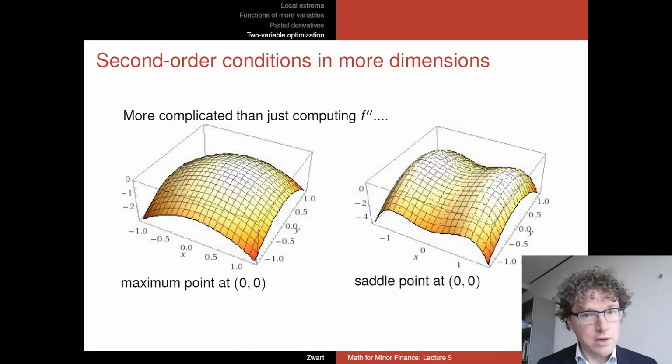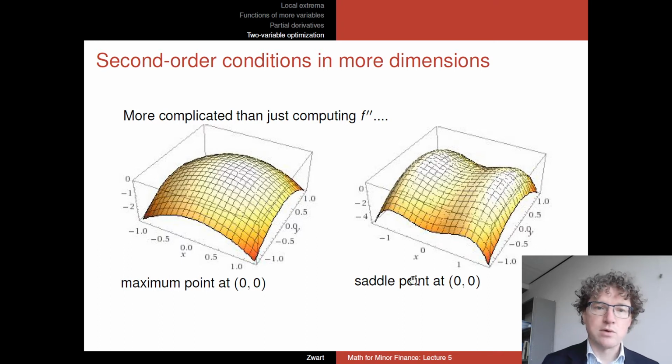For more dimensions, this is more complicated because there's multiple second derivatives, right? We have to take two derivatives in the x direction, or two derivatives in the y direction, or even mix those up, one in the x and one in the y direction. And you can have multiple possibilities here, and this one is an easy one. Here we really have a maximum point. It's the example we just had.